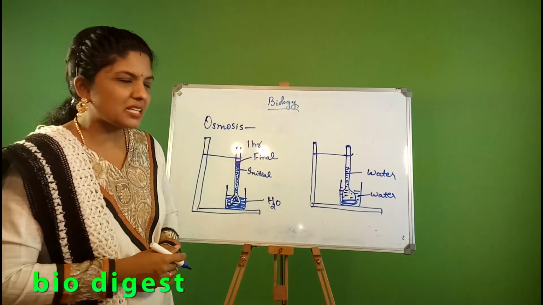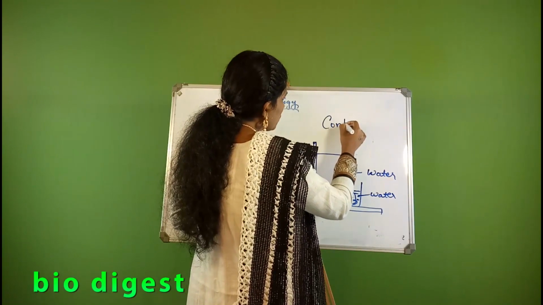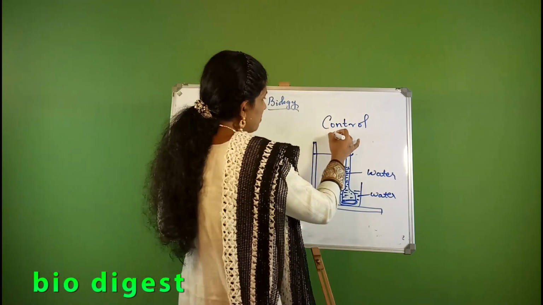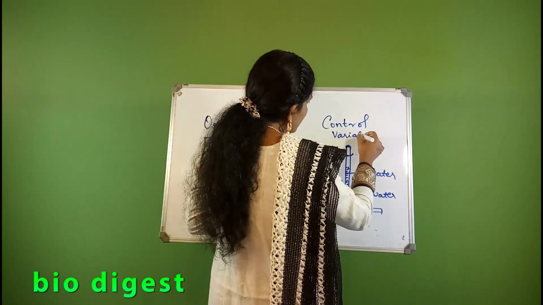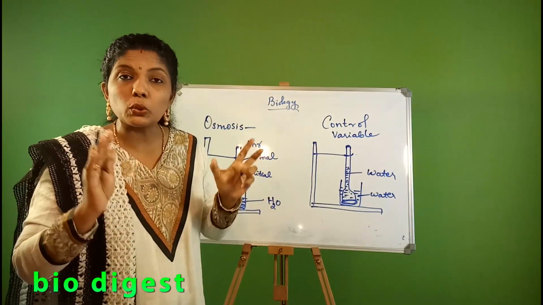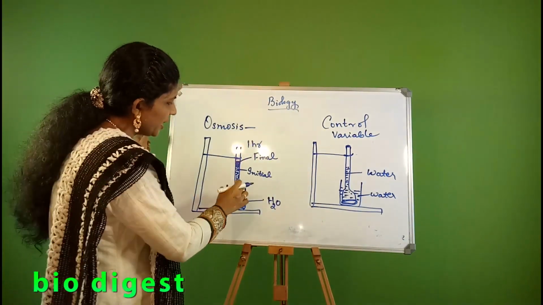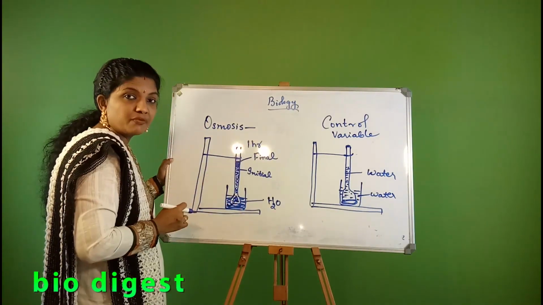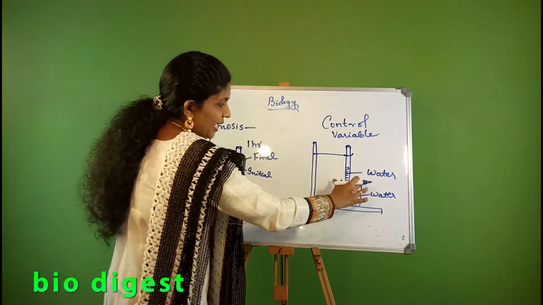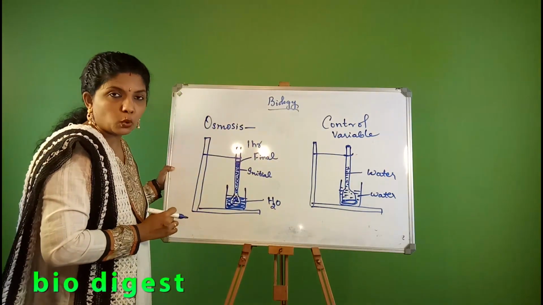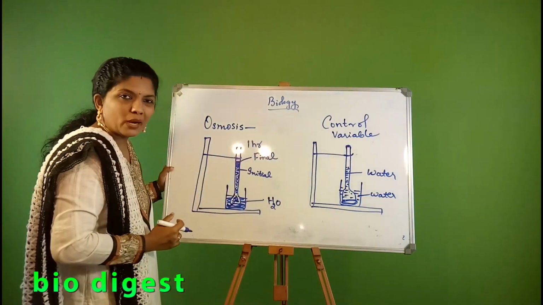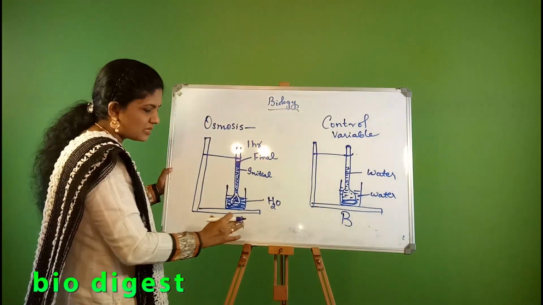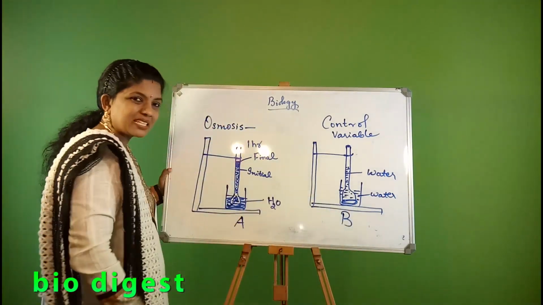So this is the experimental setup. This is what is known as a control experimental setup. The variable that is being tested will be missing. Okay, the variable being tested is missing is what is known as a control experimental setup. So here we can see two experimental setups now. One is the thistle funnel filled with sugar solution. In another case, we are filling the thistle funnel with water. Both we are keeping for 1 hour. Let this be marked as A and this be marked as B. This is experimental setup A and this is experimental setup B.